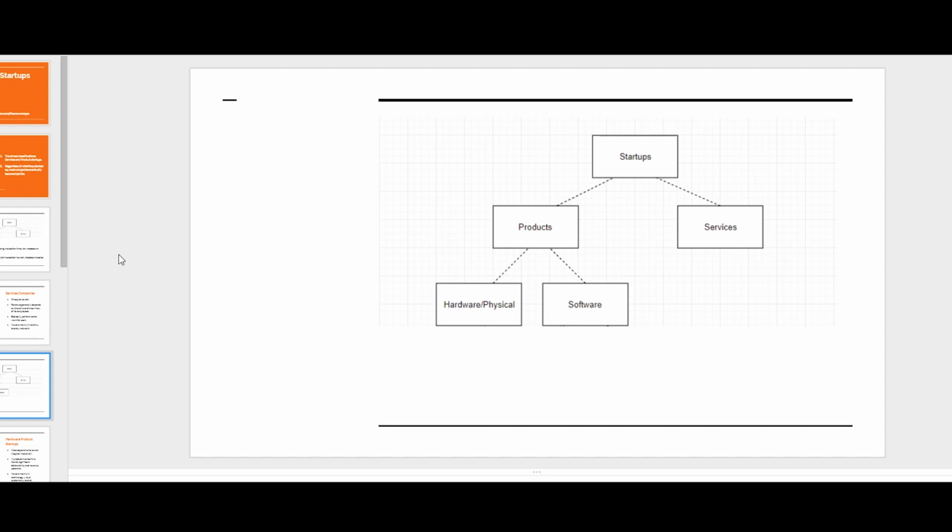Is it primarily a product you sell or primarily a service you sell? Depending on that, we're categorizing this, but these are loose categorizations. There are no set borders. It just helps us understand startups better if we set these borders.